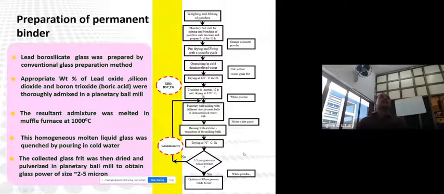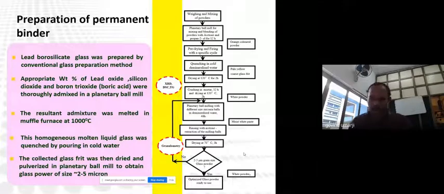The third part is that we need to find a permanent binder, that is a glass binder, which is important to have adhesion properties with the substrate for any HMC. HMC needs to have good adhesion with the substrate. So in this case, what we got as an initial idea from the commercial paste is that it contained lead and some silicate. So we have decided to synthesize a borosilicate based glass by the conventional method.